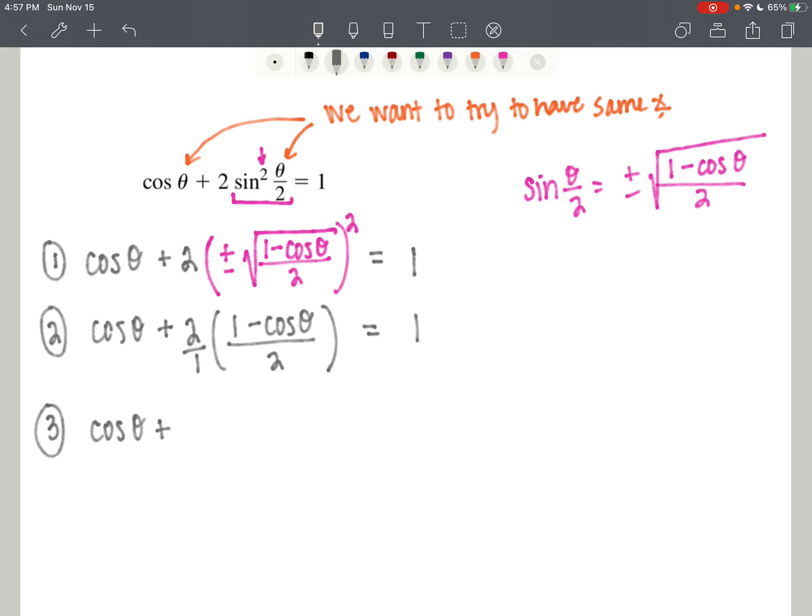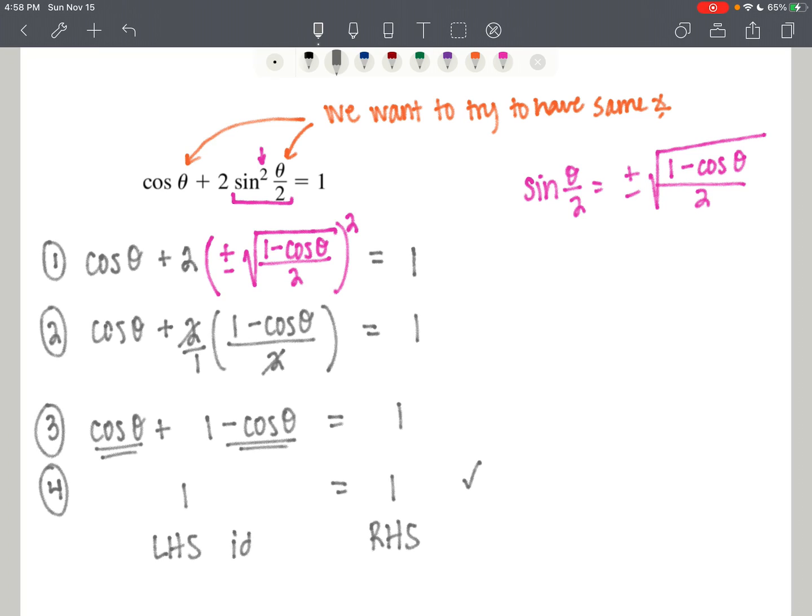When we multiply fractions, we multiply straight across. However, we can also cross cancel. So this 2 is going to cancel out with this 2, which is going to leave us 1 minus cosine of theta in the numerator over 1 in the denominator. So we just have 1 minus cosine of theta. And then simplifying, cosine of theta minus cosine of theta cancels out, and we are left with 1 equals 1. The left-hand side is identical to the right-hand side, which tells us we have completed our task.